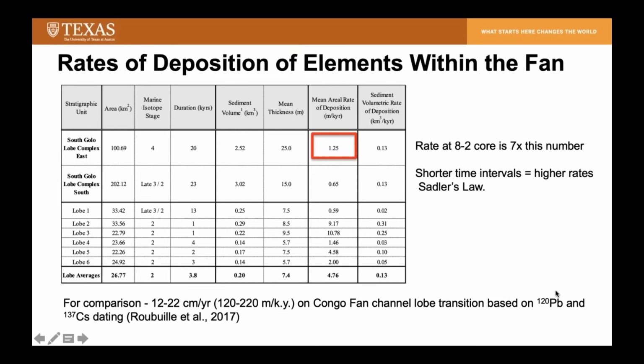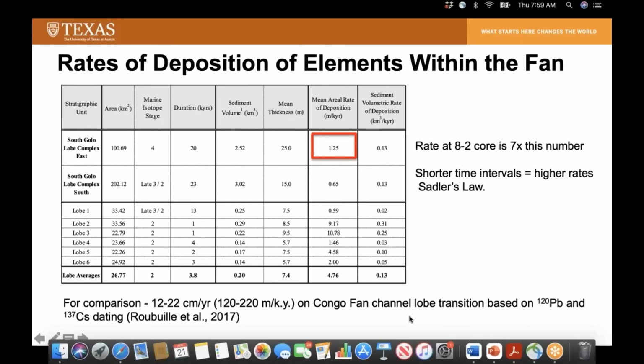And this compares with instantaneously high rates at the channel lobe transition, say on the Congo fan, where they were able to measure rates of 10 to 12 centimeters per year, based on cesium dating of very recent deposits, which were deposited in the time frame of atmospheric atomic bomb testing in the 60s and 70s.